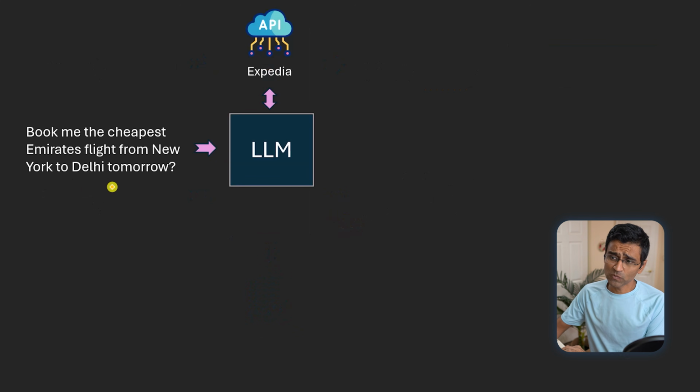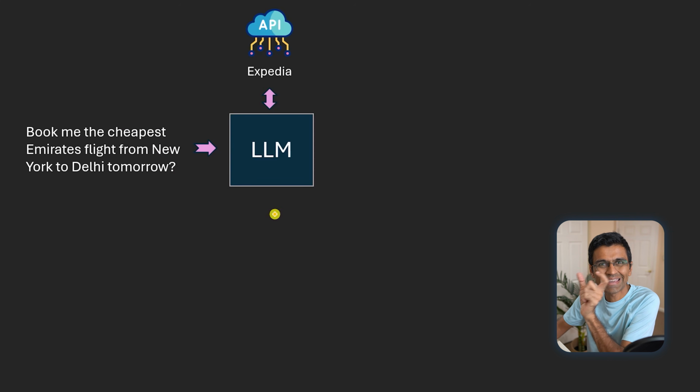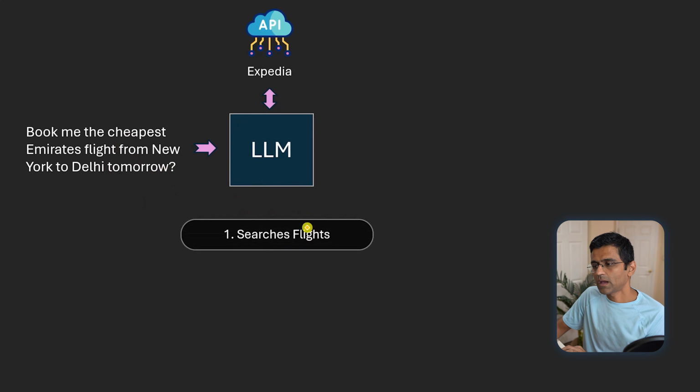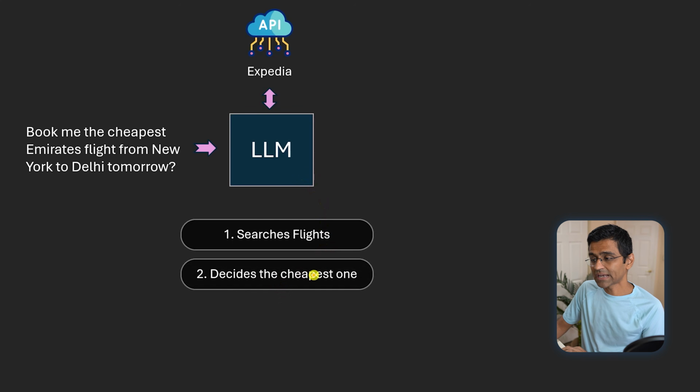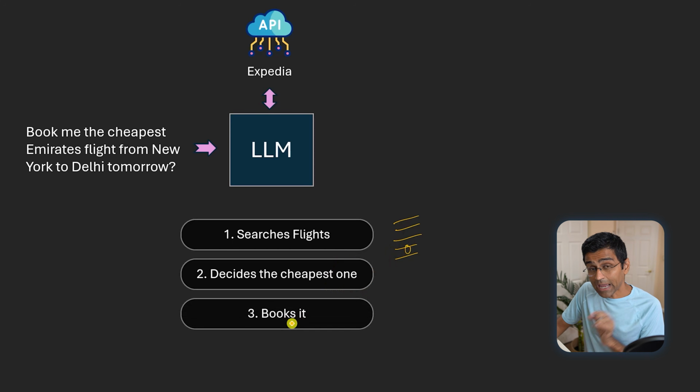Not only that, you can say, okay, book me the cheapest flight. And it has access to the Expedia API. So what the LLM can do is thinking. You might have seen this thinking prompt, whenever you type any question, ChatGPT or Claude or Gemini will say thinking. So if you ask this kind of question, it will search for flights, then it will decide the cheapest flight. Let's say it found 5 flights. Then it will decide the cheapest price. Okay, this is the cheapest flight. And it will book it.